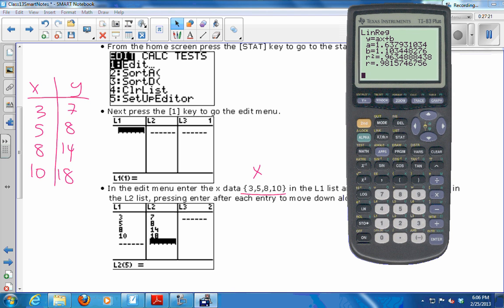Do you not have R values? Okay. To get R values, if you only got A and B and no R squared or R, go to your catalog, which is second 0. Scroll down until you see DiagnosticOn. This is a catalog of every command in the calculator. DiagnosticOn. Okay. Press enter again. So it says DiagnosticOn, done.